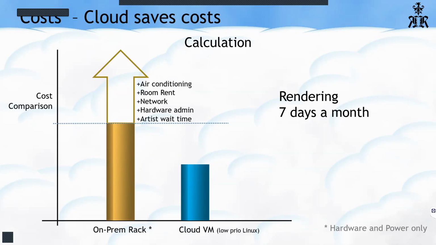And in this example, I've not taken into account the air conditioning, room, network administrating, and the artist wait time. Because if your artist has to wait for a render, his wage is way more than a few cloud VMs rendering.